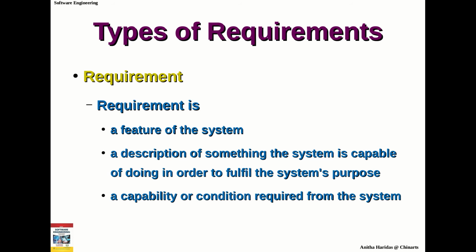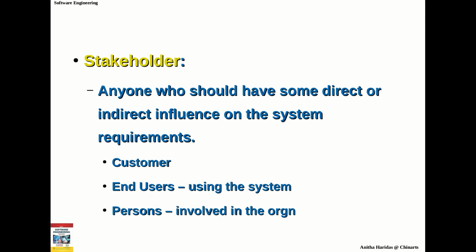Or we can say a description of something the system is capable of doing to fulfill the system's purpose. If the system objective is to produce the result analysis, then what are the specifications for producing the result analysis? That can be called another requirement. Or a capability: you can say your system is capable of generating the reports of all the students admitted to different programs. That can be called a capability of your system. So these are called requirements in your system.